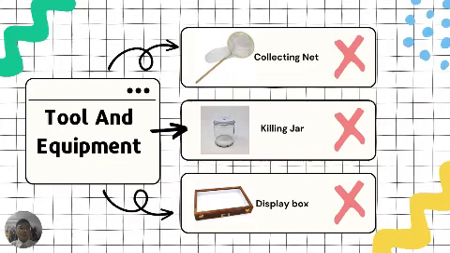Okay, these are the tools and equipment that I use to catch this insect, which is a collecting net to catch it, a killing jar that makes it easy to kill the cricket without damaging its body, and a display box to display the insects that our group caught.